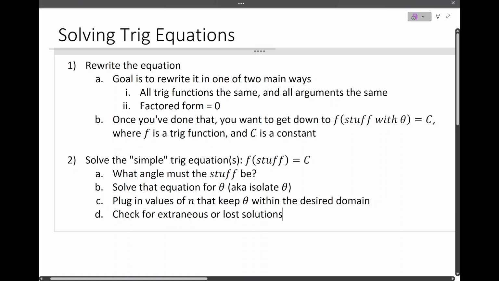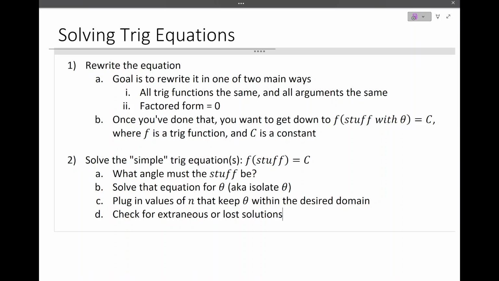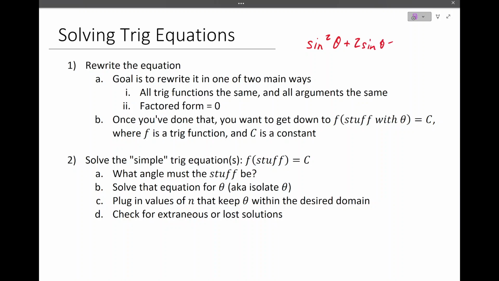Okay, so step one is to rewrite the equation. So we're assuming that the equation is somewhat more interesting than just something along the lines of, say, sine of theta is equal to root 3 over 2. That'd be a boring example, so not really the purpose of this whole video. But I might have something more along the lines of this: sine squared of theta plus 2 sine of theta plus 7 is equal to 0, suppose.